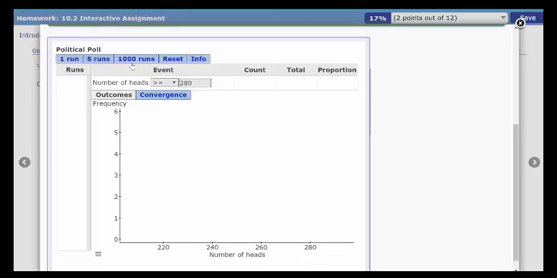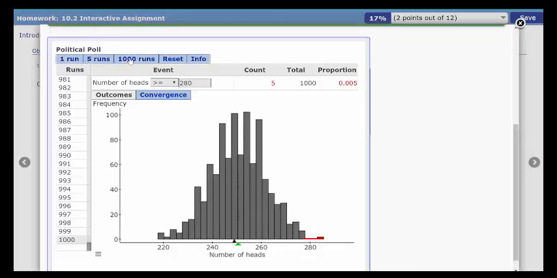Okay, and 1,000 runs. 1,000 runs means we did 1,000 samples, and from each sample we counted the number of heads, but it's all done in a fraction of a second. This is the beauty of technology. You see how many samples out of 1,000 resulted in samples that had 280 yeses out of 500? It's only 5. So what's happening to the proportion as we increase this number? It's becoming smaller and smaller. So now we can go to the questions.